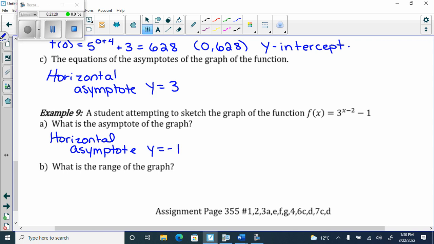I'm going to change this up. I'm going to put a negative 1 in front of here. What's going to happen to my range? It's going to be y less than negative 1.